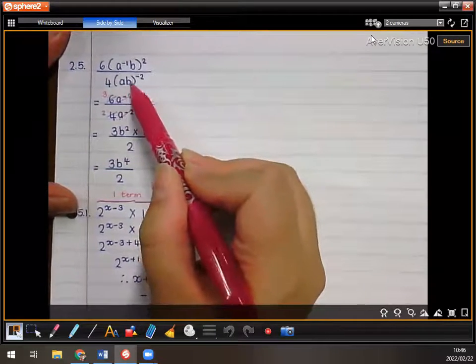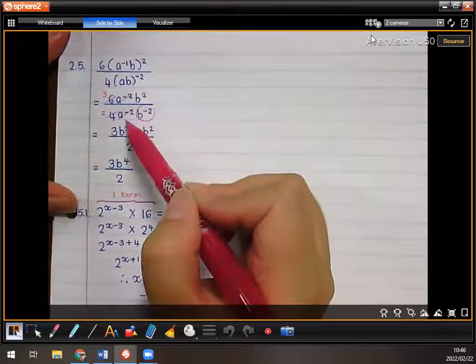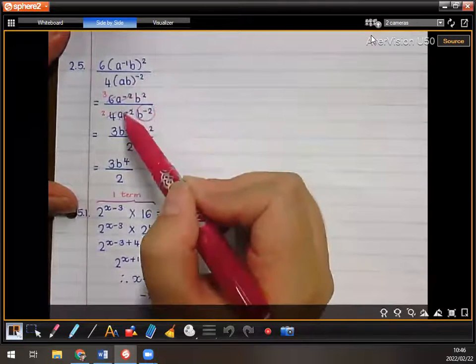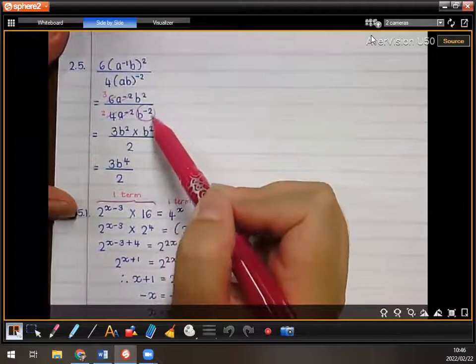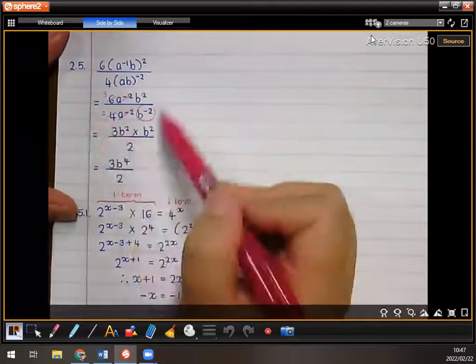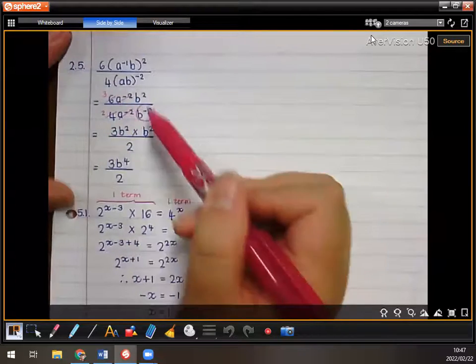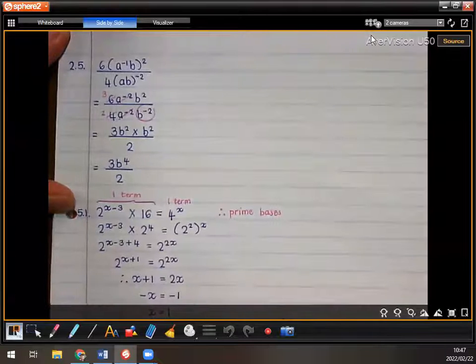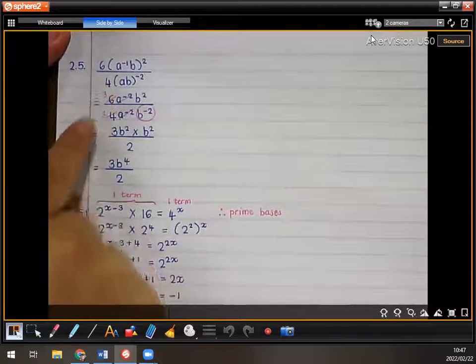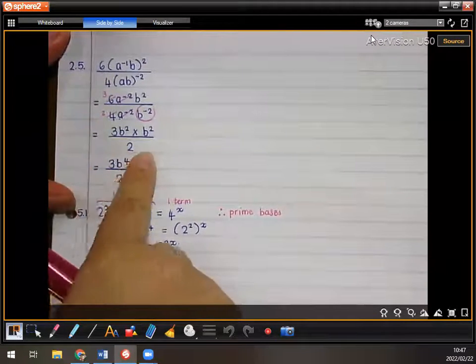And now this A and this B must be raised to the power of negative 2. So I got A to the negative 2 and B to the negative 2. Okay, if you're just looking at this fraction, you don't have to do it straight away, but do you see that 6 over 4 is actually 3 over 2?